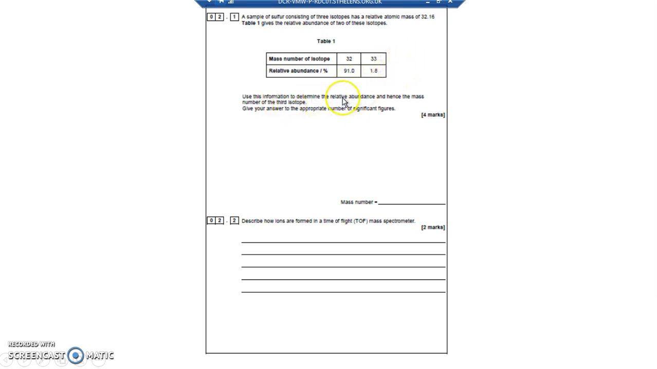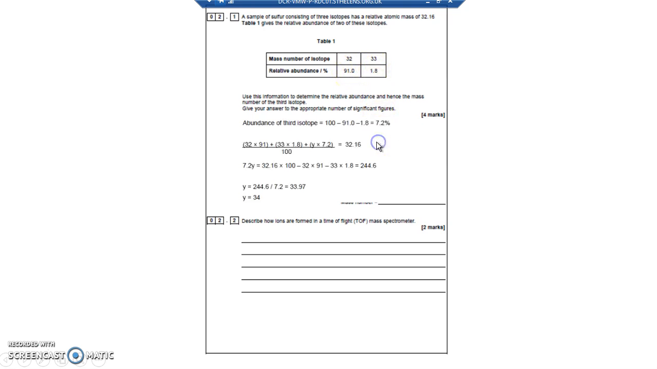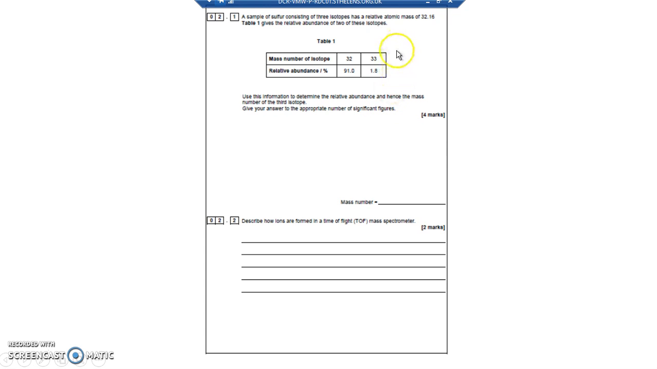So there's a third one that's missing. Give your answer to the appropriate number of significant figures. So now we've got to work out what mass the third one has and also what abundance it has. Well, there's only 3 isotopes, so if the isotope with a mass number of 32 is 91% and this one's 1.8%, then 100% take away 91, take away 1.8% will tell you that 7.2% is the remaining isotope, and we don't know what mass it is.